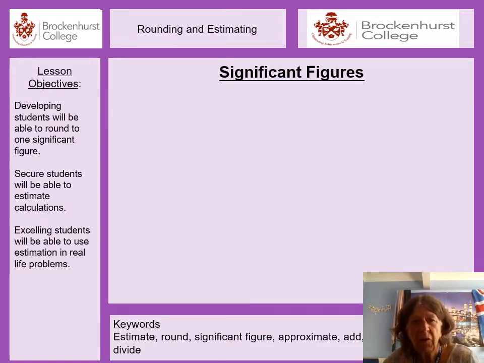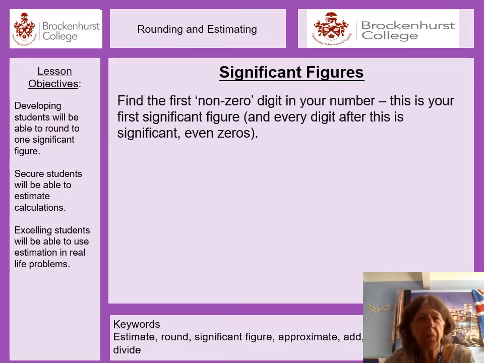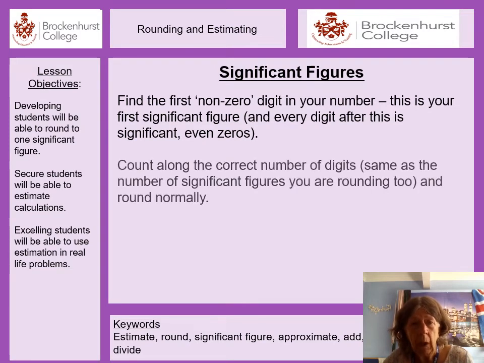When trying to round to significant figures, find the first non-zero digit in your number. This is your first significant figure, and every digit after this is significant, even zeros. Count along the correct number of digits, same as the number of significant figures you are rounding to, and round normally.